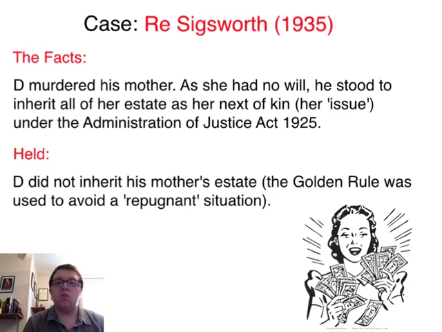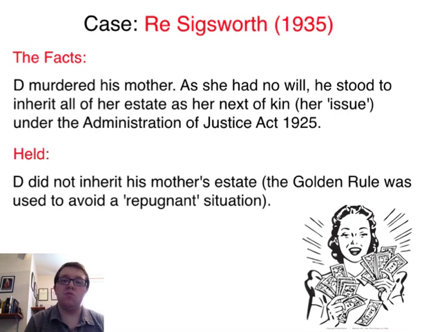Now, of course, this was an unjust situation, and the court felt that Parliament could never have intended or foreseen that a murderer, a criminal, should benefit from the act of the crime financially. So they saw this as an unjust, an immoral, or a repugnant situation, and so they found that the defendant should not inherit his mother's estate.